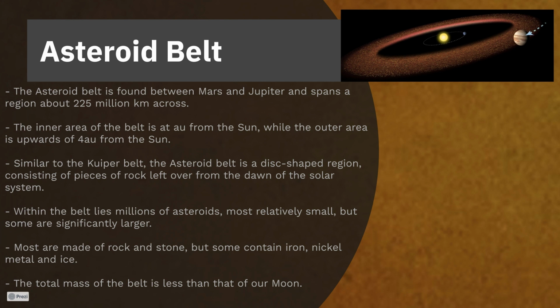Most asteroids in the belt are made of rock and stone, but a small portion contains iron and nickel metals, and a distant portion is made of ice. The objects in the belt are divided into weight subgroups, named after the main asteroid in each group. The total mass of the belt is less than that of our moon, and it orbits between Mars and Jupiter.